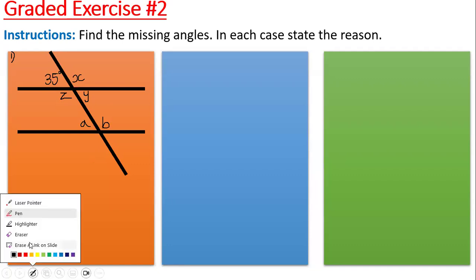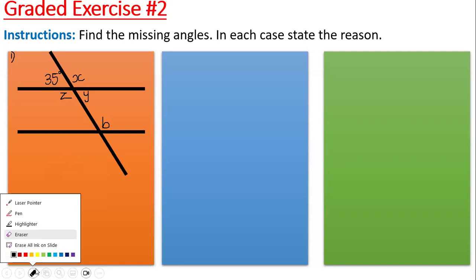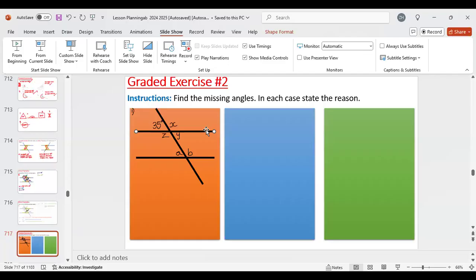All right, so that one is pretty easy, just like how we did it last time. This is going to be angle A, and B. All right, and again, in each case, find the missing angle. So let's do another one.